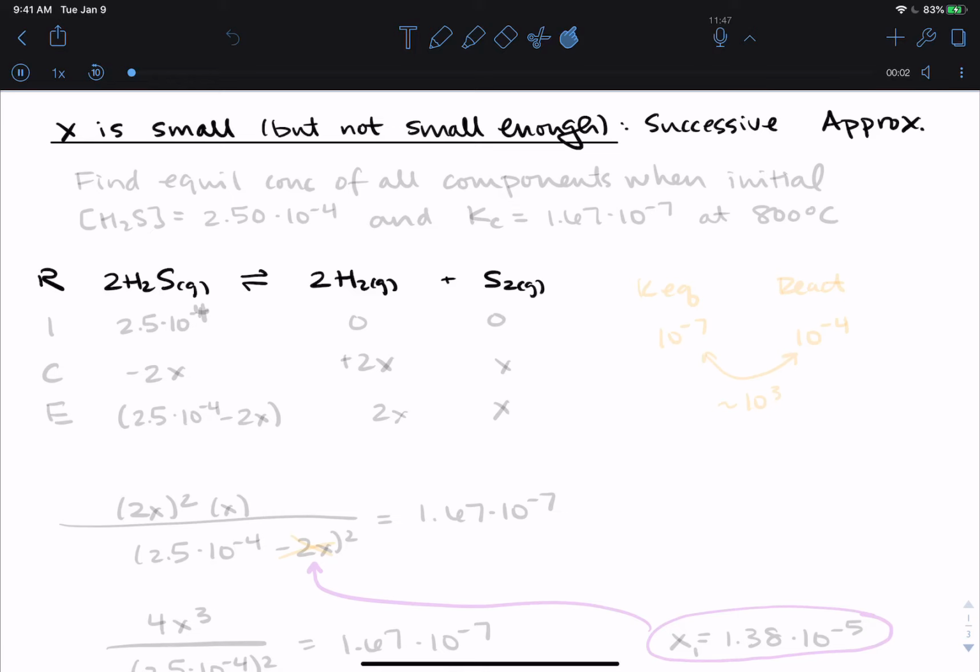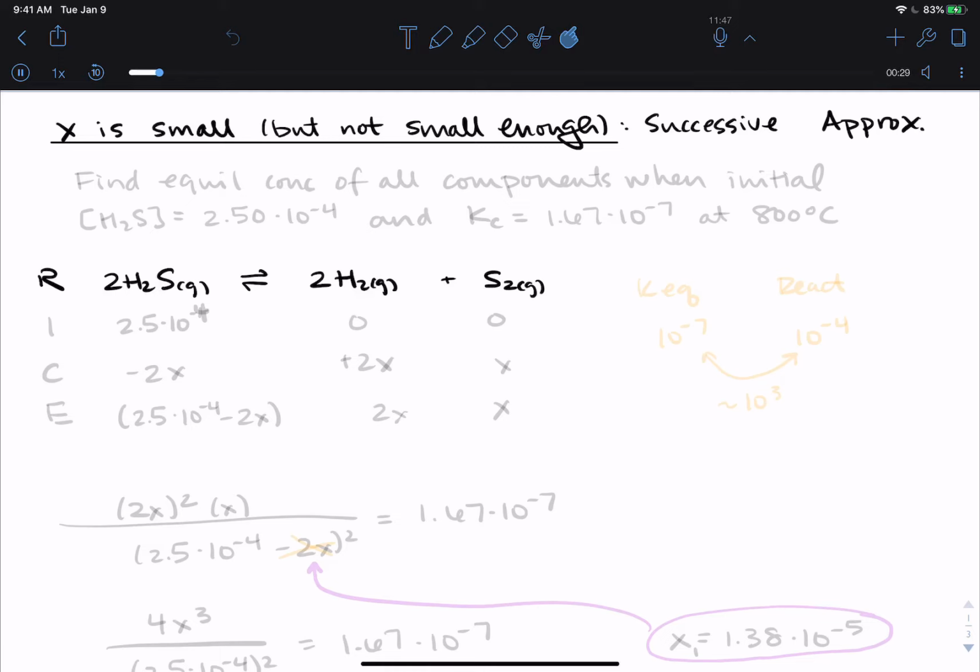Okay, I want to talk about your only option for continuing to solve a problem if you use the x is small approximation and x is not small enough. So when you get to the testing stage, you're not less than or equal to 5%. But you don't have the option to go back and say brute force through a quadratic formula.